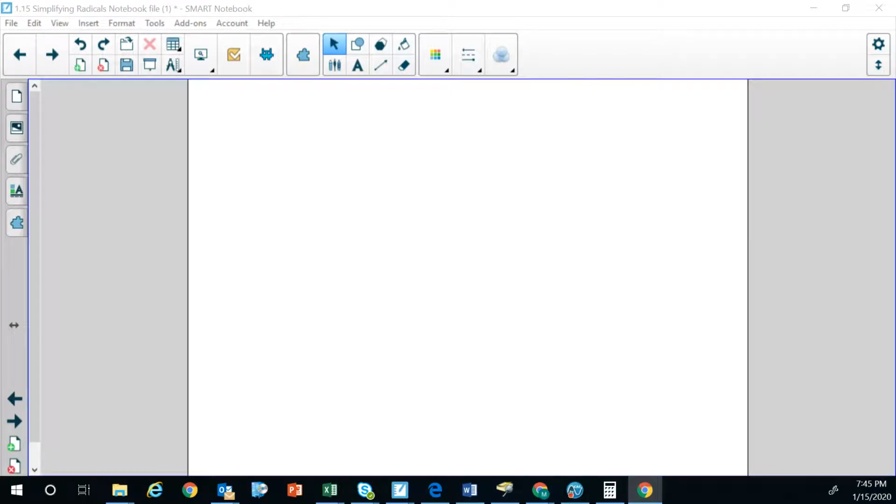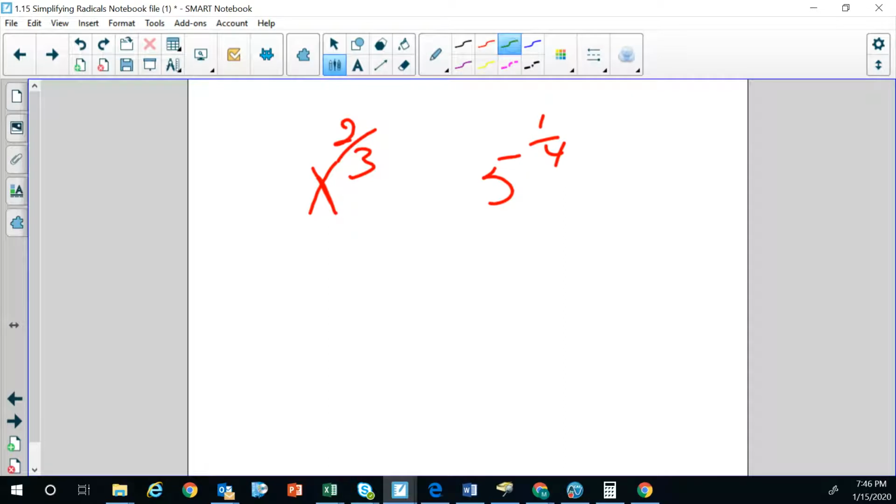A rational exponent just means that the exponent is a fraction. So we're going to be looking at, say, x to the 2/3 or 5 to the 1/4, where the exponent now is a fraction and not a whole number or integer like we did before. Now, the same rules apply as we did before.